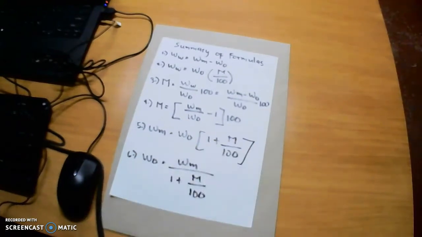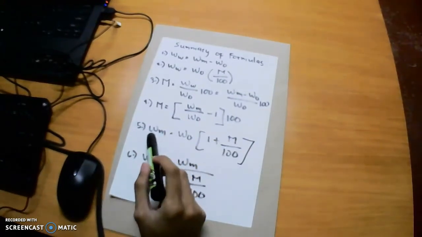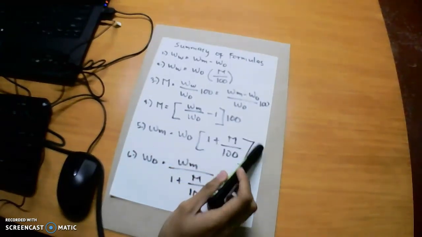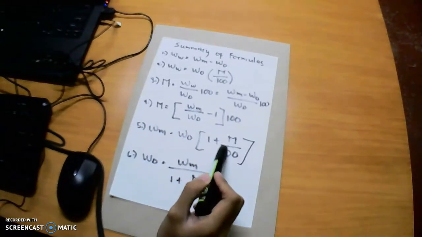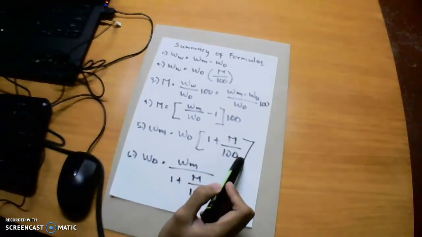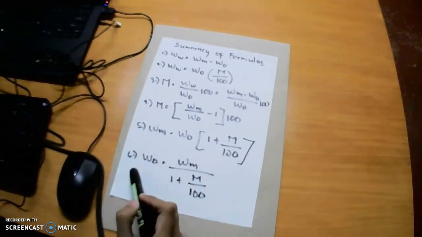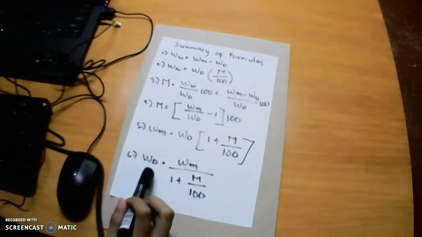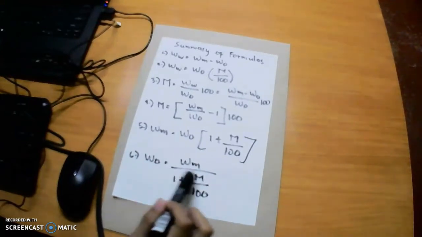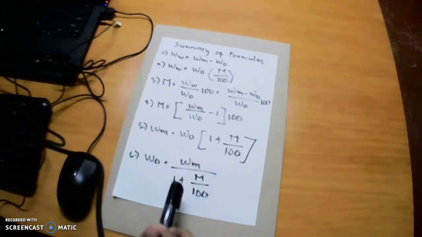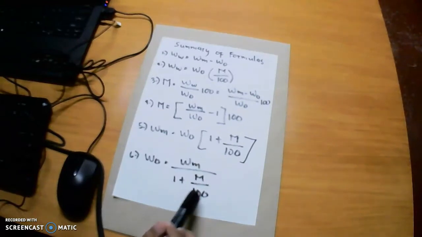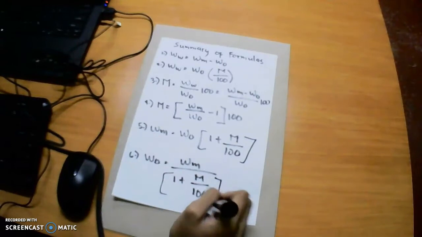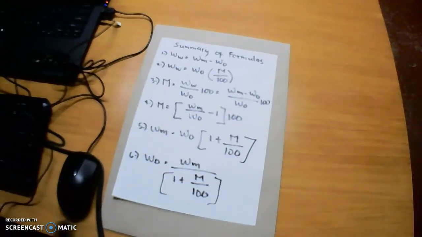Weight particular moisture content. Now, WM is equal to WO, open parenthesis, open bracket, 1 plus M over 100. Then the last formula is for oven dry weight. Ibibiling niyo oven dry weight. Oven dry weight is equal to WM, weight particular moisture content, over 1 plus M over 100. Simula lang na, timan-an ninyo.